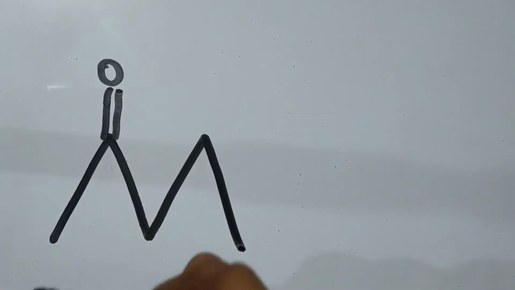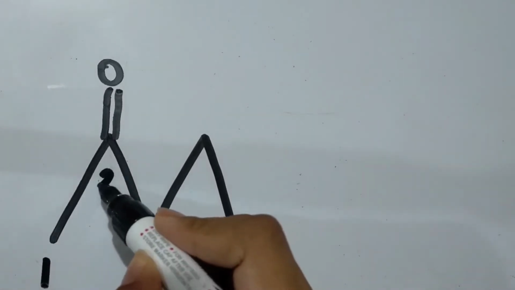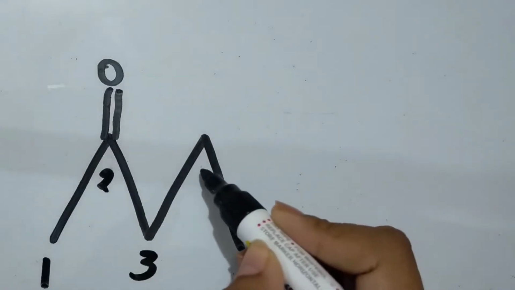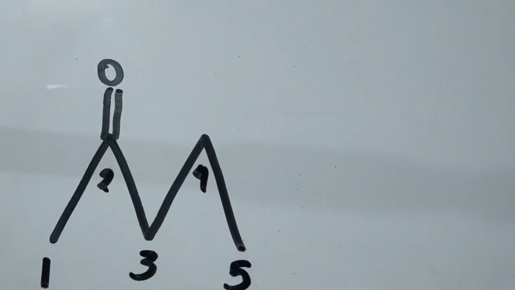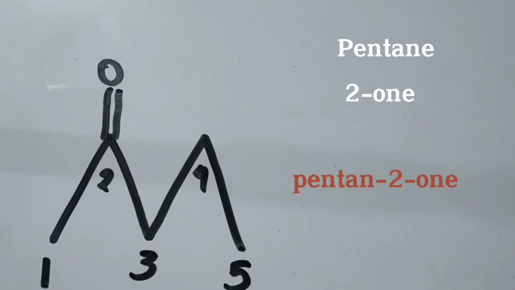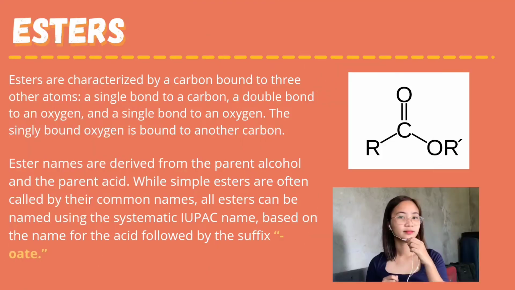For our last example, first find the longest chain. Counting from the left, 1, 2, 3, 4, 5. There are 5 carbons, therefore it is a pentane. And our suffix will be 2-one. If we combine this together, the final name will be pentan-2-one.